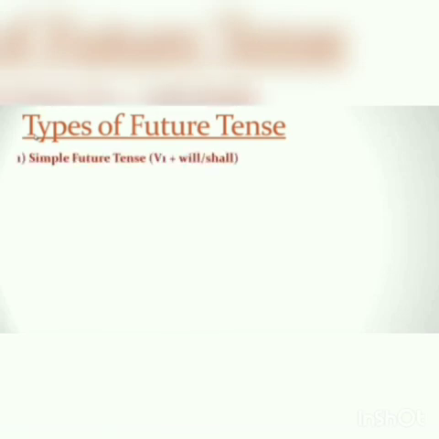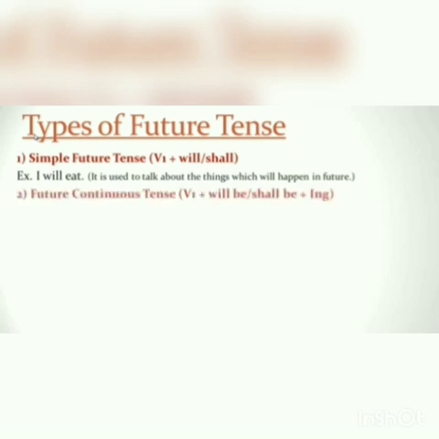Now types of future tense. First one, simple future tense. What is the structure, children? V1 plus will or shall. Future means you will have will or shall. Okay. Example, I will eat. It is used to talk about the things which will happen in future. Okay, it is about the things that you are going to do. Okay, you haven't done it, you are not doing it, you are planning to do it.